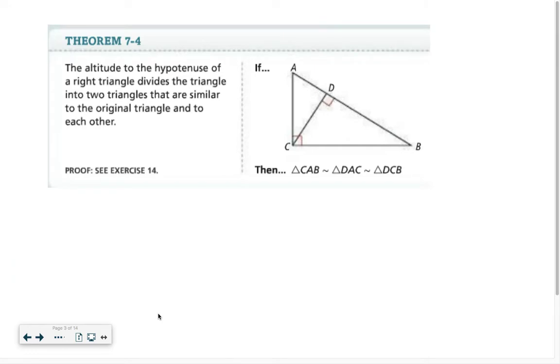Now, Theorem 7-4 is the altitude to the hypotenuse of a right triangle divides the triangle into two triangles that are similar to the original triangle and to each other. So basically what I just said on the last slide, this is the theorem for it. If you want to take a screenshot of it, that is a great choice. Highly recommend it. But go ahead and do that, and let's move on.